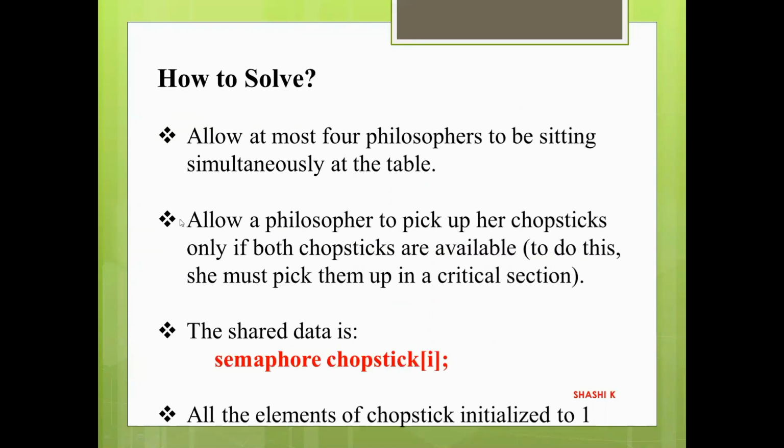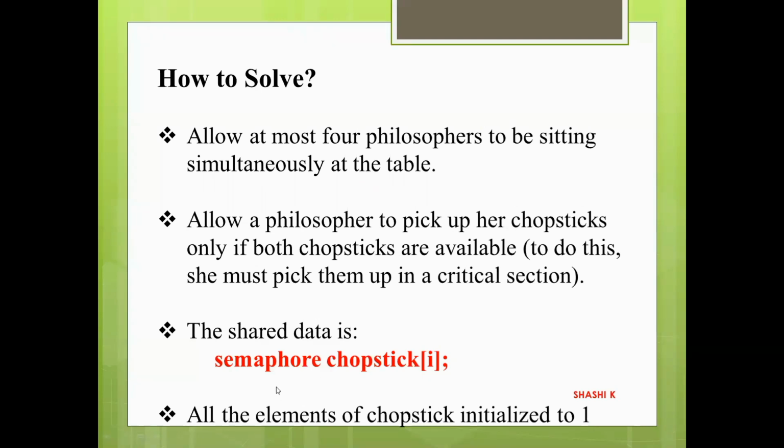Now, how to solve this dining philosophers problem? In order to avoid deadlock, to provide a solution to this problem, we can do two things. Instead of allowing all the 5 philosophers to sit at the table at the same time, you can allow at most 4 philosophers to be seated simultaneously at the table. The other thing is, allow a philosopher to pick up the chopsticks only if both the left chopstick and the right chopstick are available. Otherwise, you don't allow him to pick up the chopsticks. By using these 2 constraints, we can provide a solution to the dining philosophers problem.